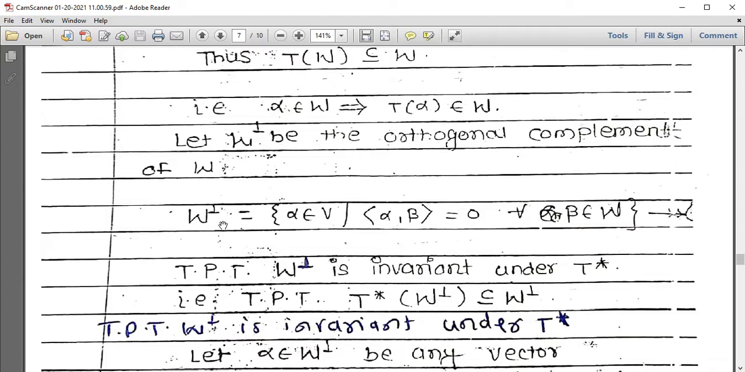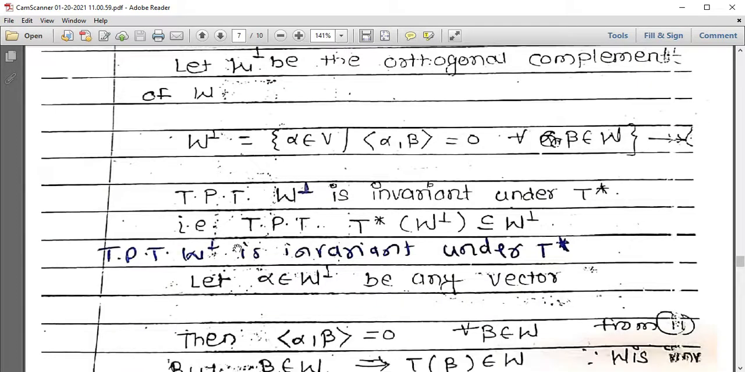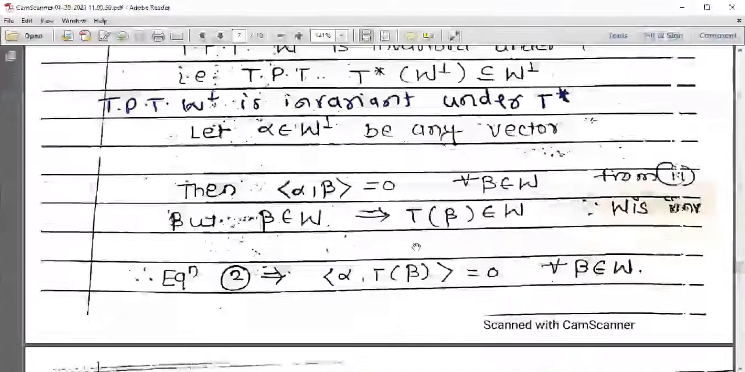By the definition of W perp, it is equal to the set of alpha belonging to V such that the inner product of alpha and beta is equal to 0 for all beta belonging to W. So we have to prove that W perp is invariant under T star. That is, to prove that T star of W perp is contained in W perp. For this, we take an element from W perp and show its image also belongs to W perp.